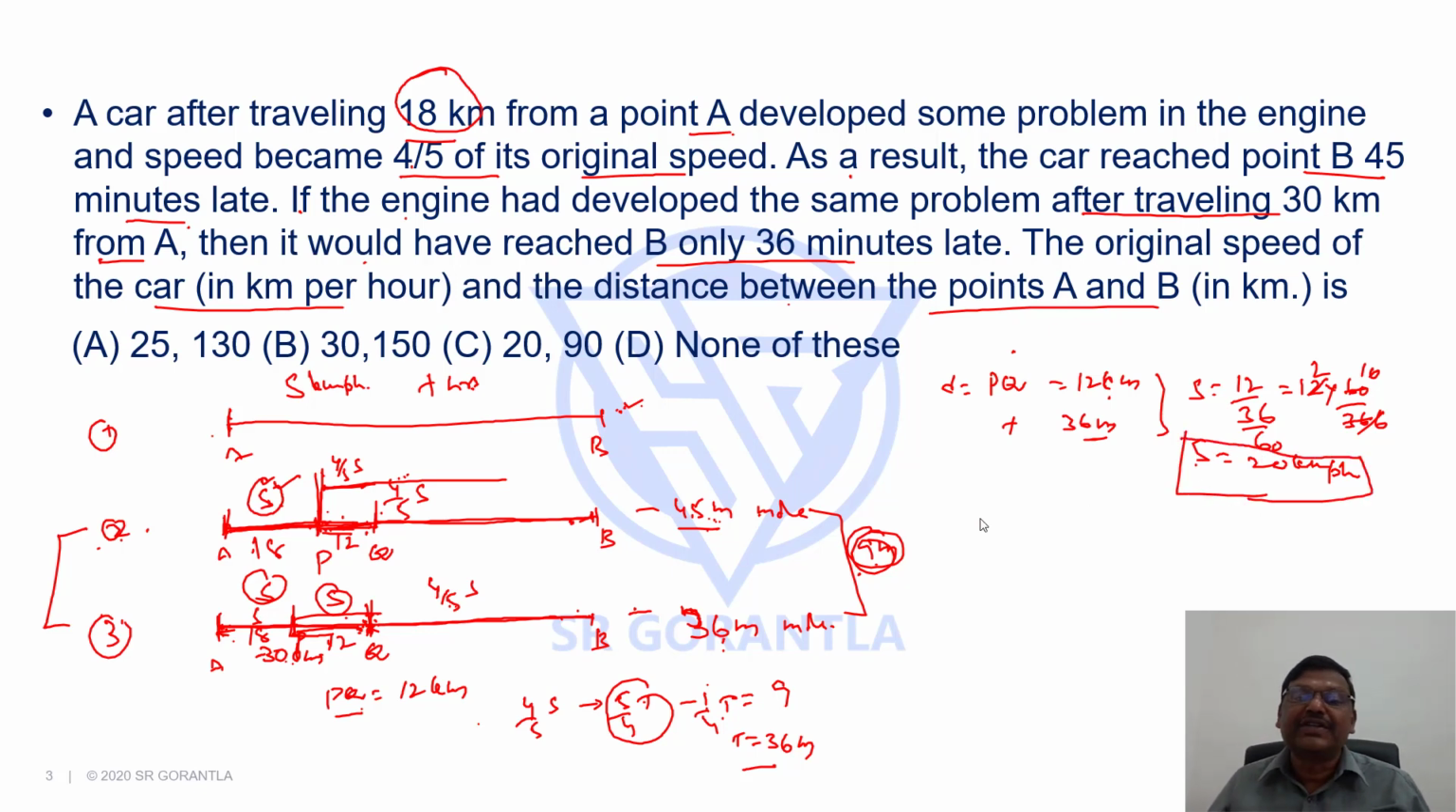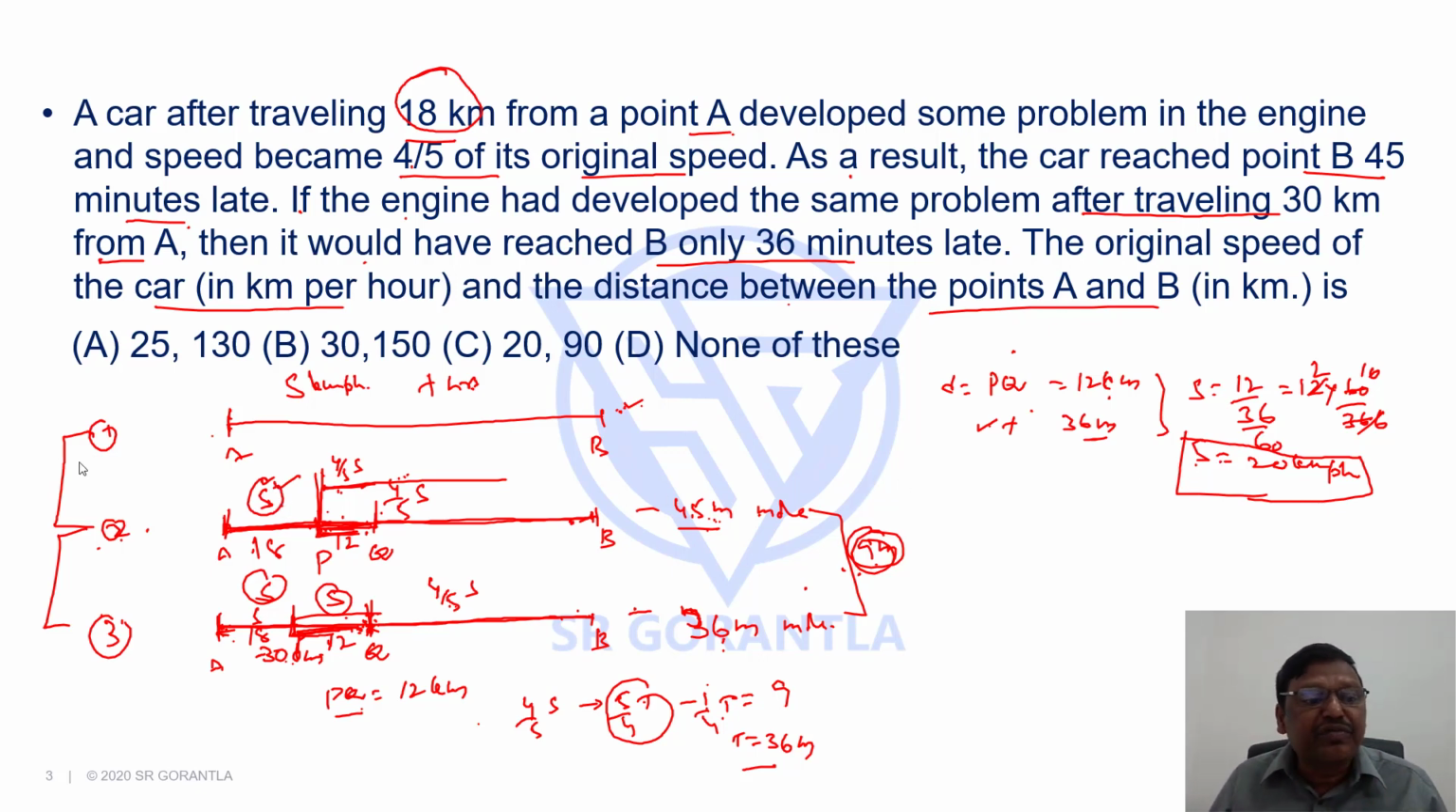We got the first point, right? Now let's compare 1 and 2. Like we are saying about 2 and 3, the difference is on account of how the car travels this PQ. Here it travels at 4/5, here it travels at normal speed. Because it travels at 4/5 speed, it takes 5/4 of the time, or 1/4 extra, but it's taking 9 minutes extra. 1/4 is 9 minutes, so the time is 36 minutes to travel that PQ of 12 kilometers. Accordingly, we got the speed.